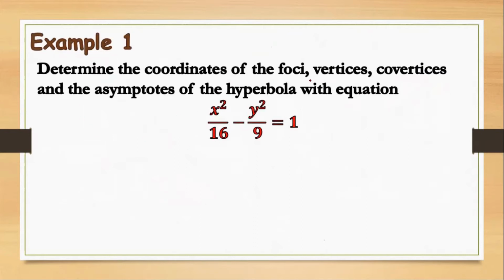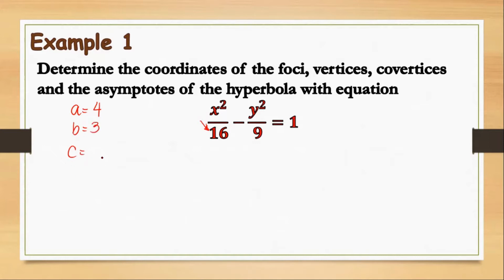Okay, we have here an example. Determine the coordinates of the foci, vertices, co-vertices, and the asymptotes of the hyperbola with this equation. Take note that to find the foci, vertices, co-vertices, and the asymptotes, we have to find the value of a, the value of b, and the value of c. So, our a squared here is 16. So, since this is your a squared, automatically, the square root of 16 is equal to 4. That will be the value of our a. Next is 9. 9 is representing your b squared. So, it means that your b is equal to 3.